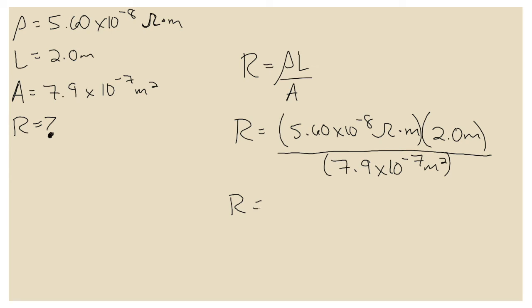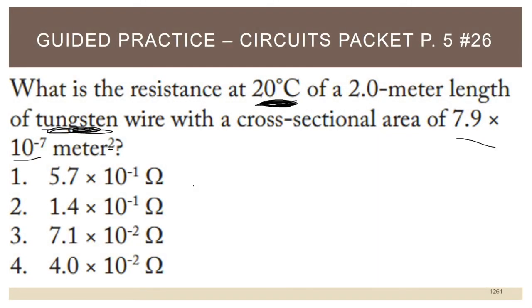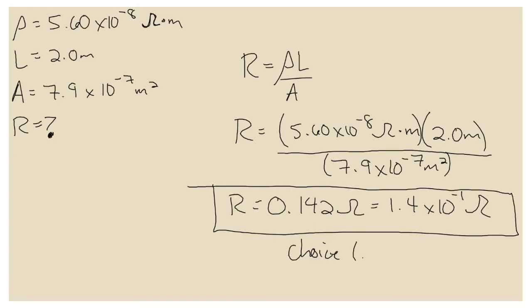And when you do that math, making sure you put these numbers in scientific notation, and I mean in your calculator in parentheses, because they're in scientific notation, you end up with an answer of 0.142 ohms, which is equal to 1.4 times 10 to the negative 1 ohms, which, notice in your list of answer choices, makes this answer choice 2. Take a second to pause this video here and write this down. And when you hit play, we'll take a look at another example.